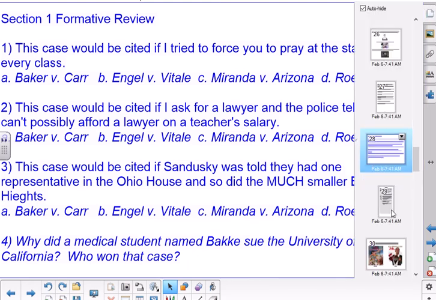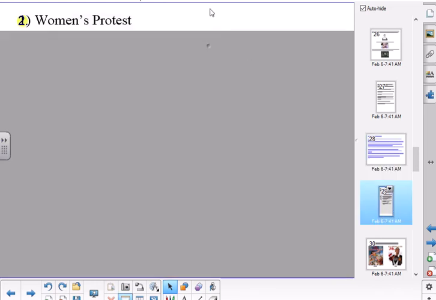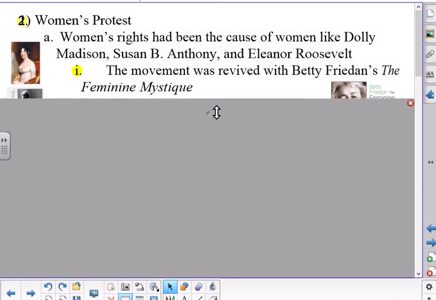Okay, so ladies and gentlemen, let's talk a little bit about women's rights, if the page will turn. Women's protests. So this is our second section. The first section of Unit 11 was court cases. All of Section 2 will be about women's rights. And women's rights have been fought for in this country as long as we've had a country.